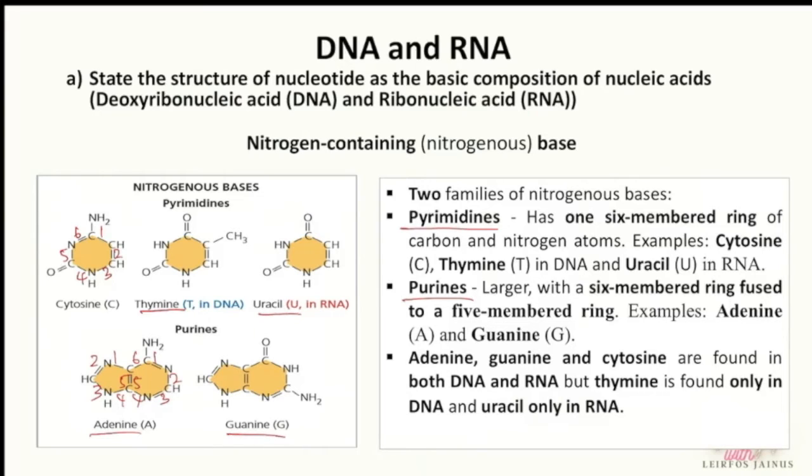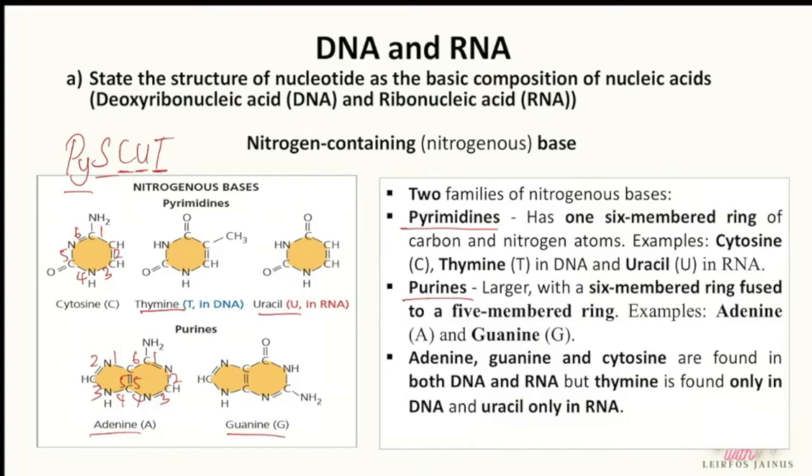You can use this acronym, PYSCUT, to remember pyrimidine. PY stands for pyrimidine. S stands for single, or one 6-membered ring of carbon and nitrogen atoms. C stands for cytosine. U for uracil, and T for thymine.